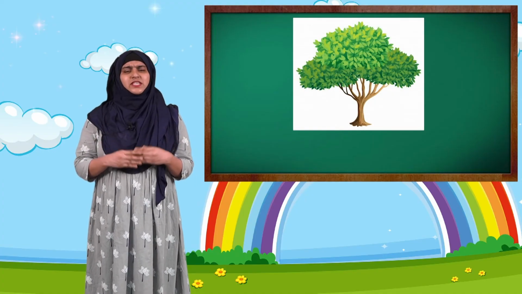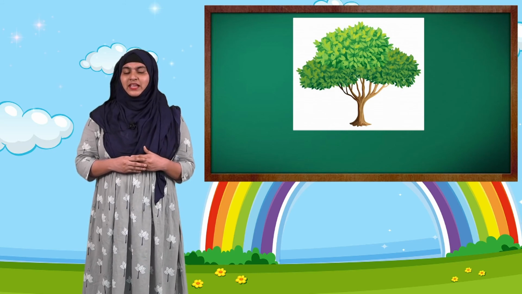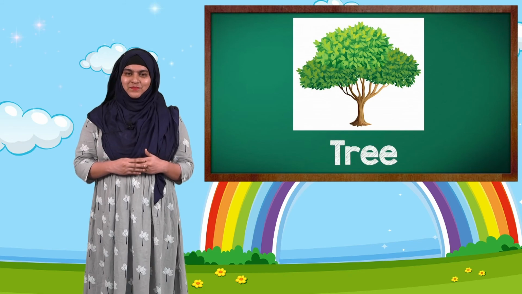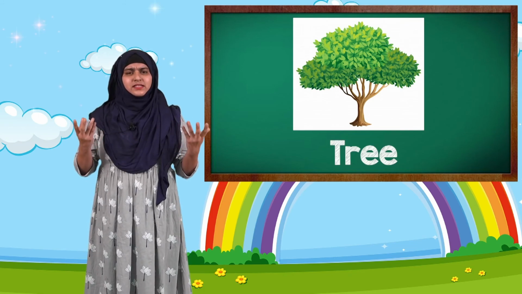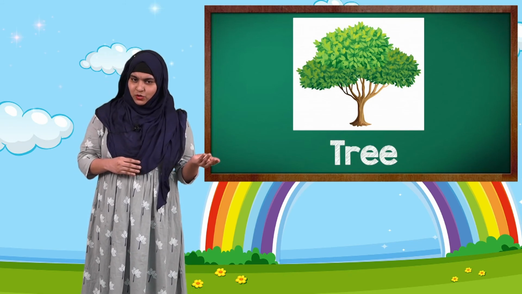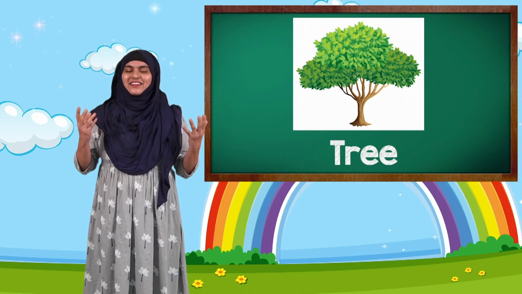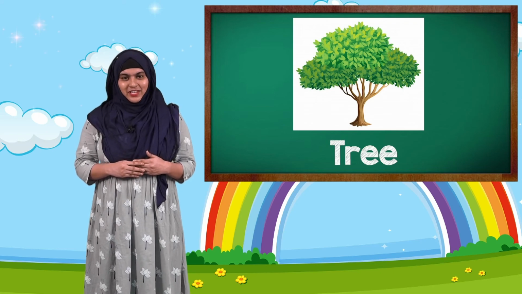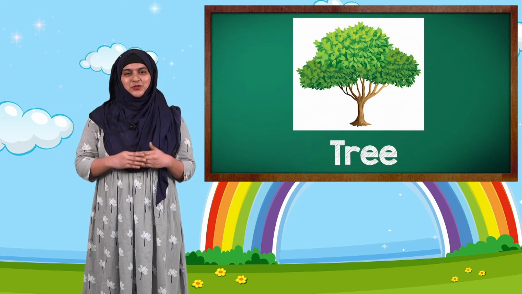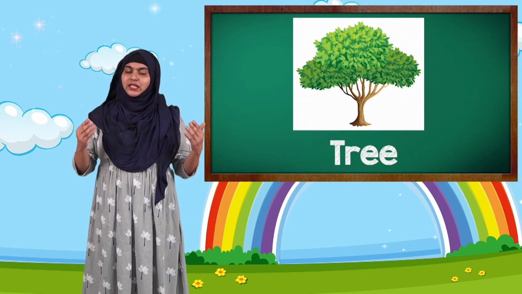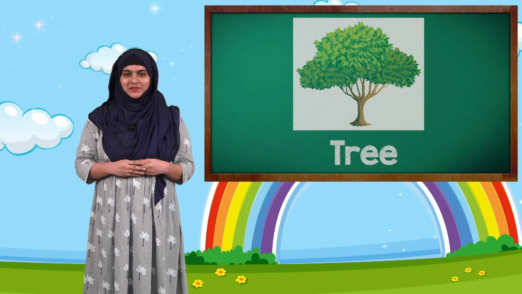Children, did you see the first object? Yes, it was a tree. Where do you find the tree? In the classroom or out of the classroom? Correct. You find the tree out of the classroom. Now, let us see the next object.